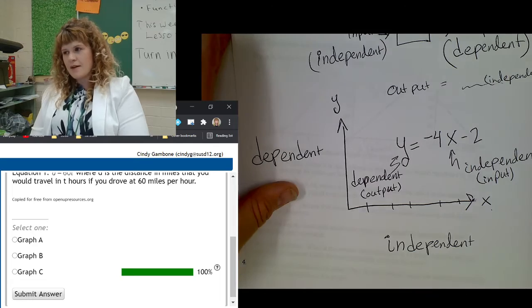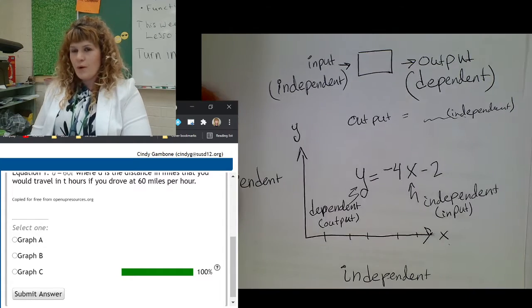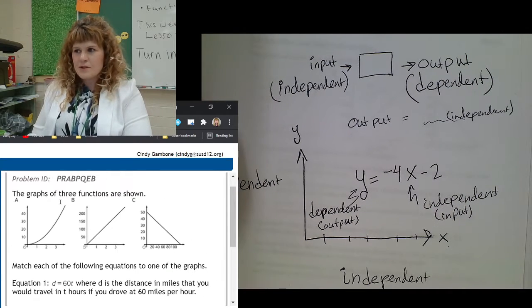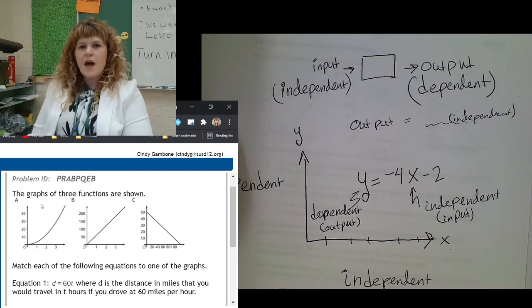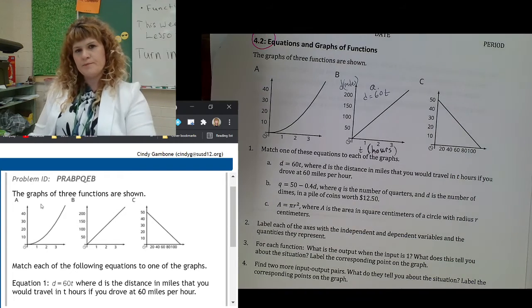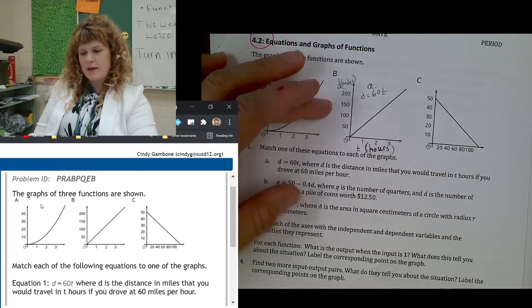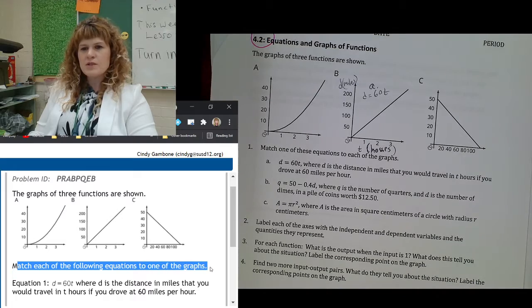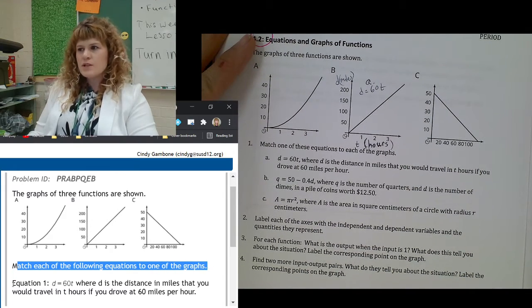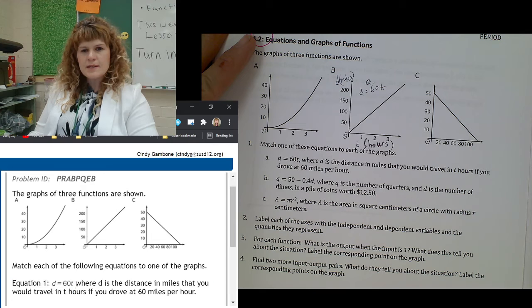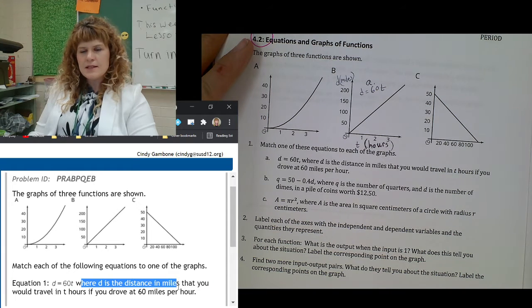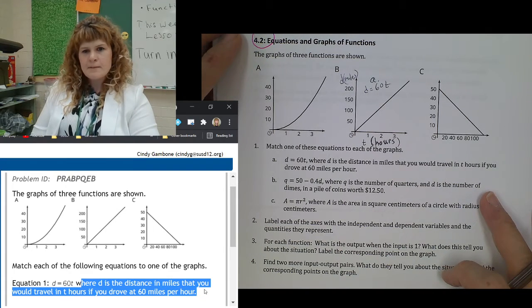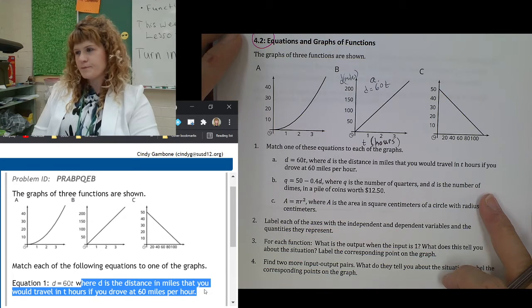Okay, now that you have these notes and you know what this lesson is teaching you, let's go through the assignment together. Look on your screen. It says the graphs of 3 functions are shown. A, B, and C. Graph A, graph B, and graph C. Match each of the following equations to one of the graphs. Equation 1, D equals 60t, where D is the distance in miles that you would travel in t hours if you drove 60 miles per hour.